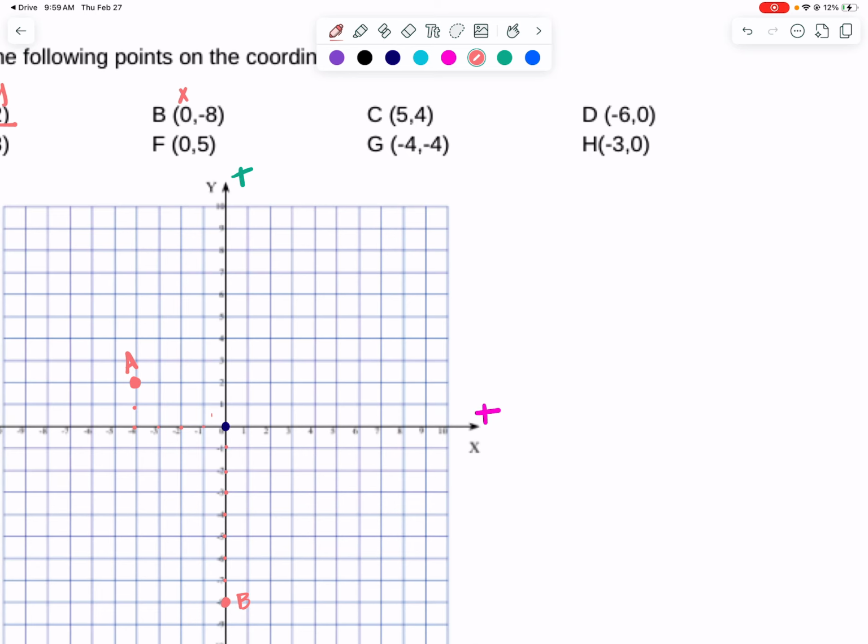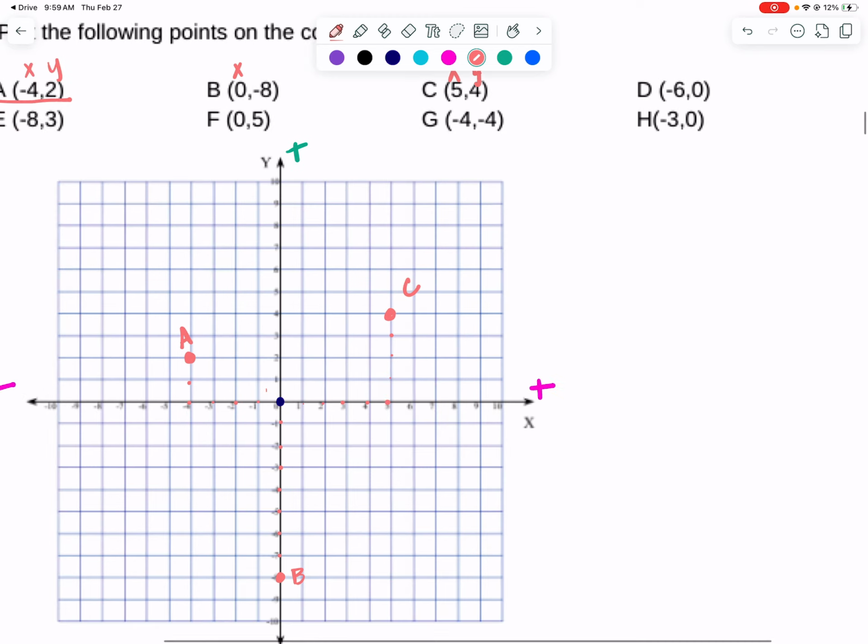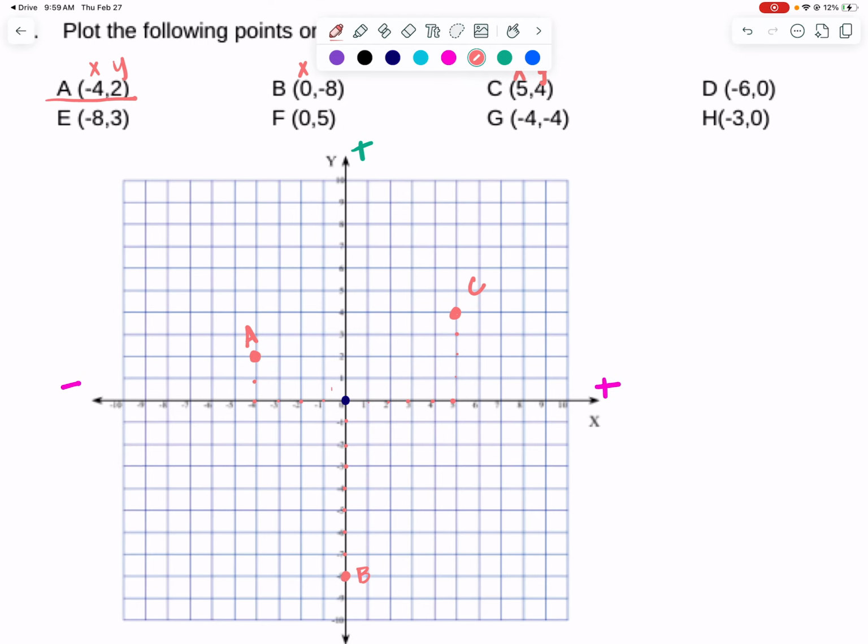C is in the positive direction. It's 5, 4. So I'm going to go 5 in the x direction, 4 in the y direction. 1, 2, 3, 4, 5. 1, 2, 3, 4. I'm going to jump over to G. G says go negative 4 in the x and negative 4 on the y. So I'm going to go to negative 4 on the x and 1, 2, 3, negative 4 on the y to get point G.